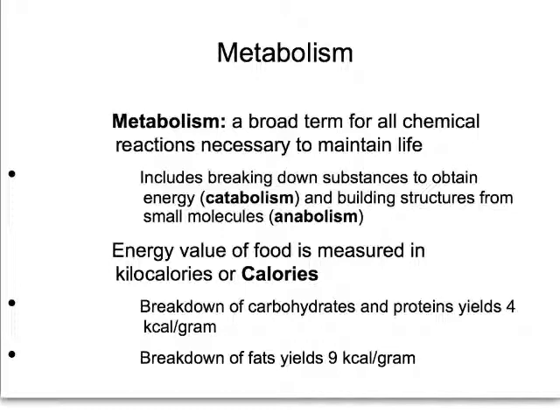The breakdown of carbohydrates and proteins is going to yield 4 kilocalories per gram. That means every gram of carbohydrates or every gram of protein you ingest, you get 4 food calories, or 4 kilocalories if you're talking about chemistry. Breaking down fats is going to yield 9 calories per gram. So when we break down triglycerides, they are a high energy source of food because each gram is going to yield 9 calories.